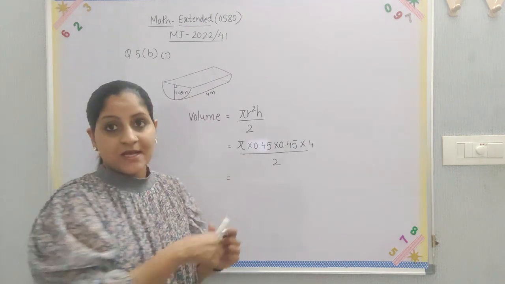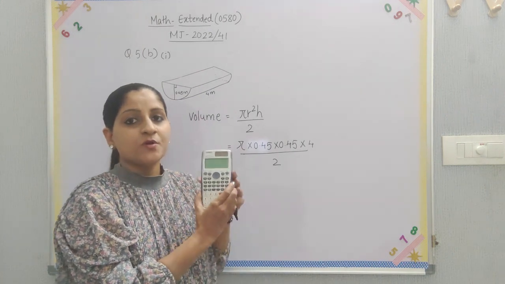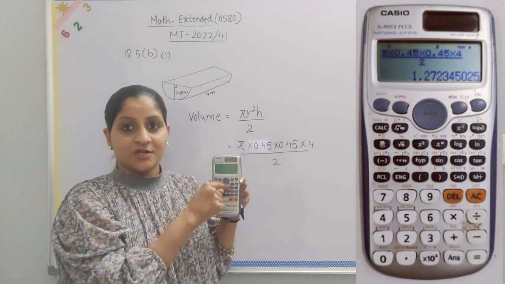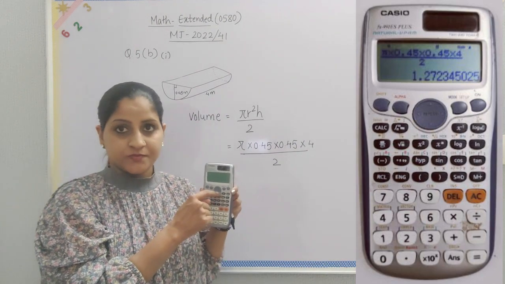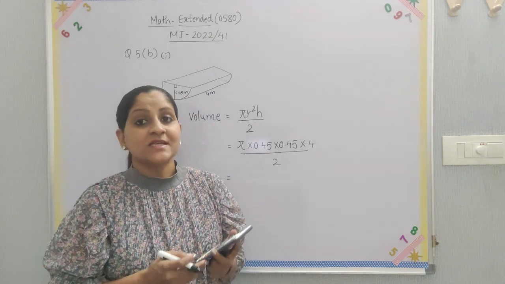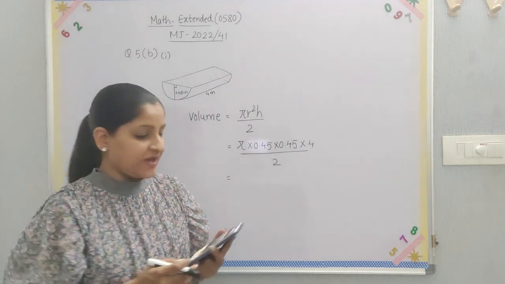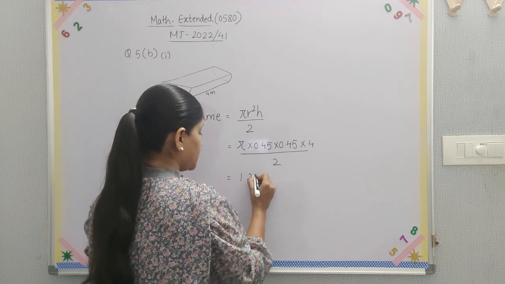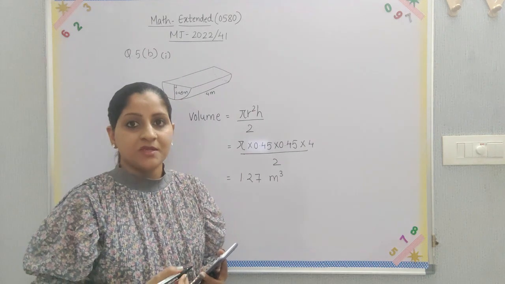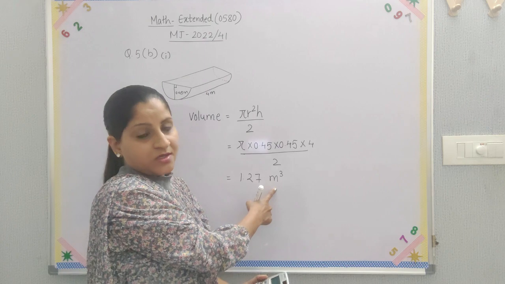Now to solve this, I'm going to make use of a scientific calculator and I'm going to put all these values here on my calculator. You will see how I have written this on the calculator on my screen now. The calculator screen shows answers up to 9 decimal places. Since in IGCSE papers, we have to write answers up to 3 significant figures, I will write my answer as 1.27 meter cube. All the values are given in meters, and since we are calculating volume, the appropriate unit is going to be meter cube.